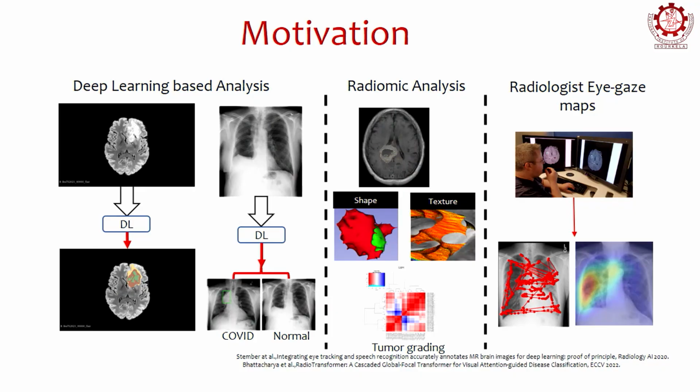So here's the motivation again. We have a deep learning analysis which we saw, where you can apply deep learning models like UNet, Inception or whatever, and you segment. It can be for segmentation tasks, classification tasks, or we can have radiomics models where we extract sub-visual descriptors like shape and texture and use them in conjunction with machine learning models for different kinds of clinical application. The rightmost side is where you have the radiologist's eye gaze maps. So here you have a radiologist sitting here, he is dictating something. You have an eye tracker that is mounted here.